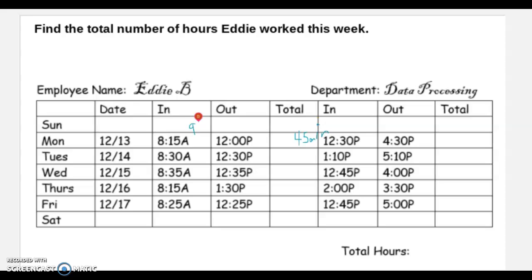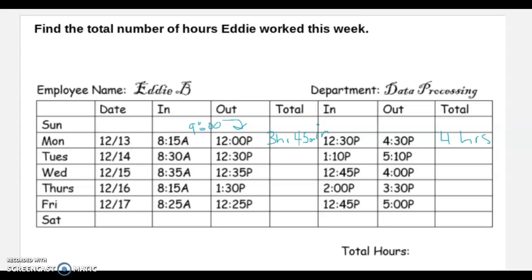So from 9 to 12, use your fingers if you have to, we still do. From 9 to 10 is 1 hour, 10 to 11 is 1 hour, and 11 to 12 is another hour. So total, that's 3 hours and 45 minutes for that morning shift. So then he clocks out. He may have a break. That break is from 12 to 12:30, half an hour. And then he clocks back in for a PM shift. So 12:30 to 4:30, those minutes match, 30 to 30. So we're just going to count straight. 12:30 to 1:30, 1:30 to 2:30, 2:30 to 3:30, and 3:30 to 4:30 gives us a total of 4 hours for that PM shift.